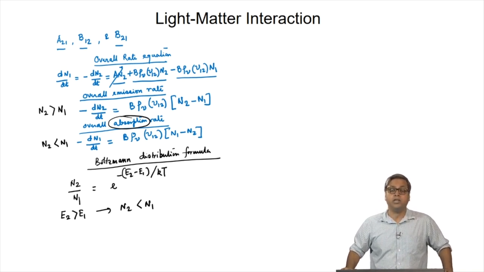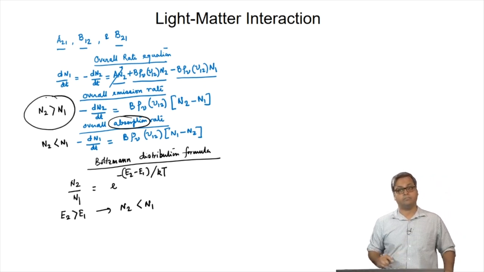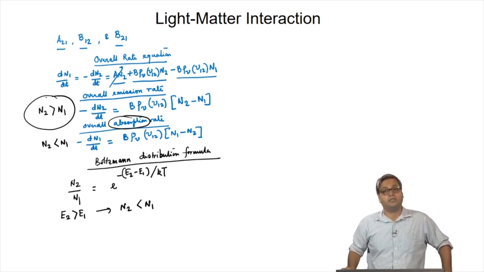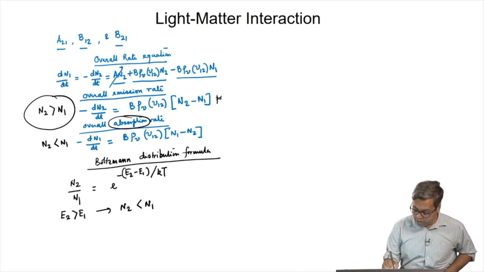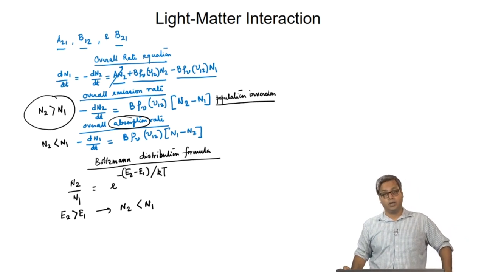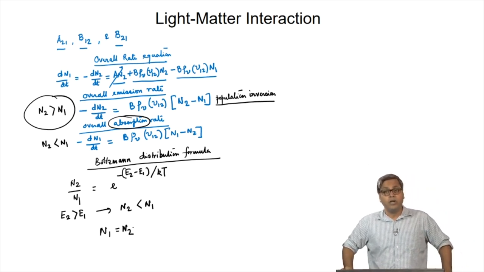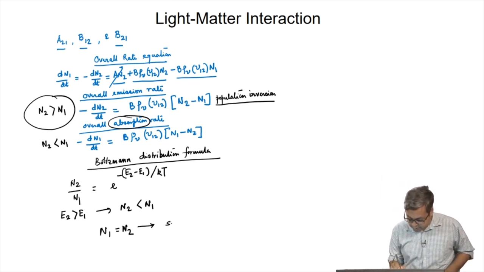For an overall induced emission to occur, one requires the situation where N2 is greater than N1. That is, population of the upper state is greater than the population of the lower state. And this is known as the condition of population inversion. Further, if we have N1 equals N2, there will be no net absorption or emission of radiation. And this is known as the saturation condition.